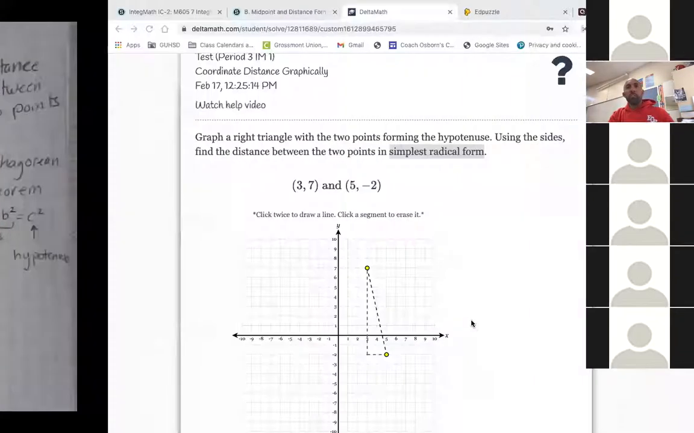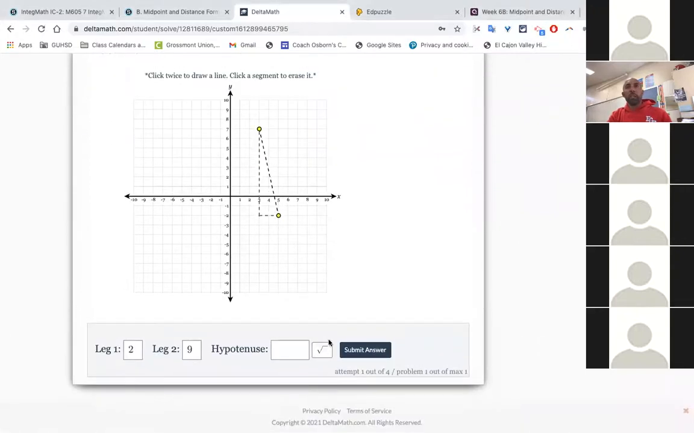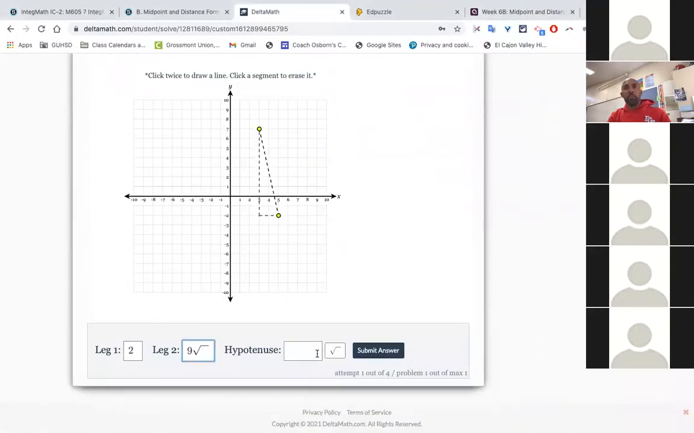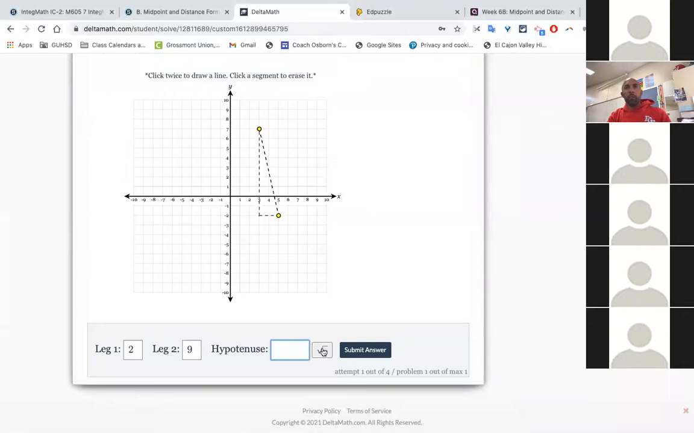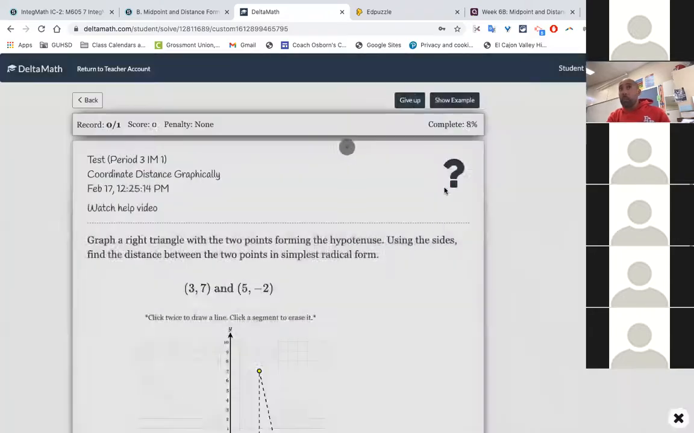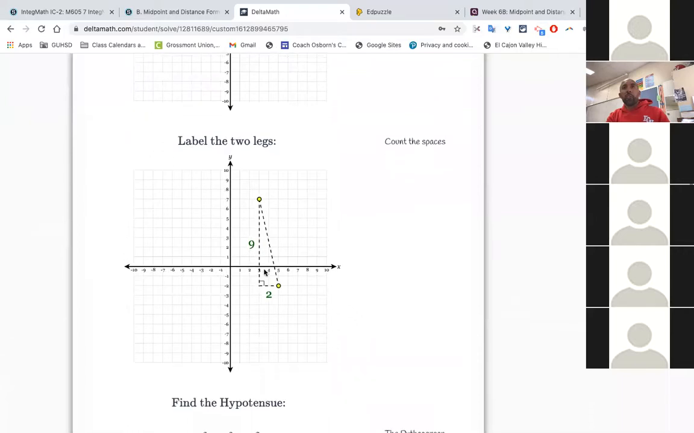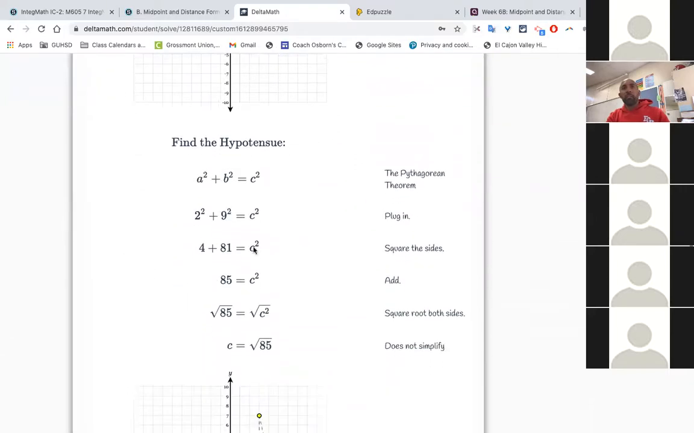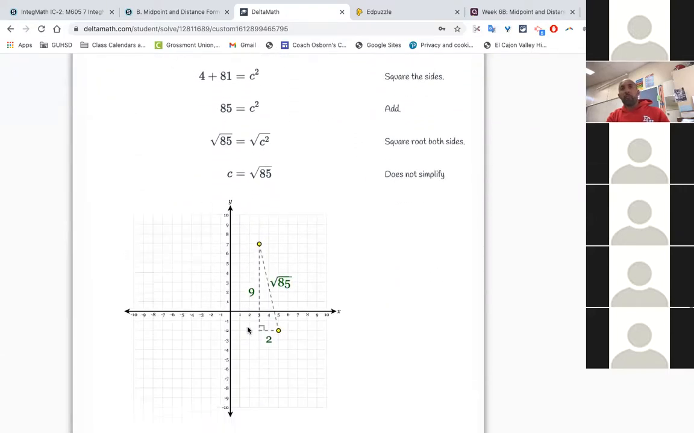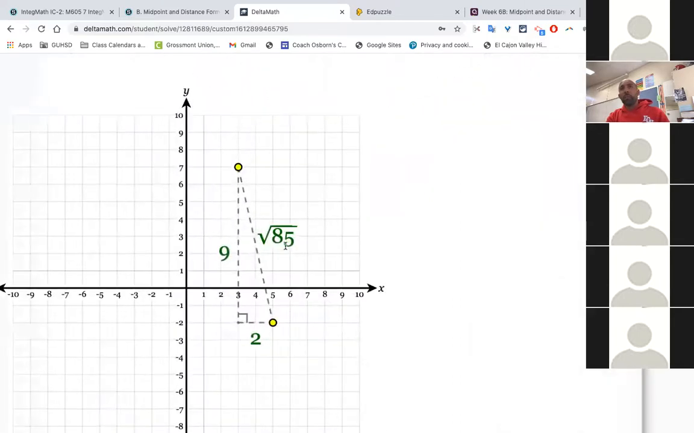So in Deltamath, that's pretty much what I typed. That's why they give you the little symbol here. Click in the box, click the radical symbol, click square root of 85, and that should be right. Just double check our answer, make sure I didn't make a mistake. Okay, so we're good. So again, we just had to label those legs, use the Pythagorean theorem to find the hypotenuse, and then we just keep it in radical form.